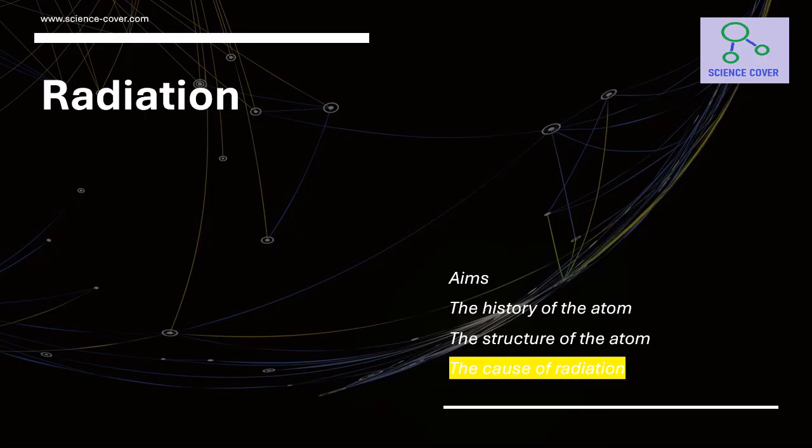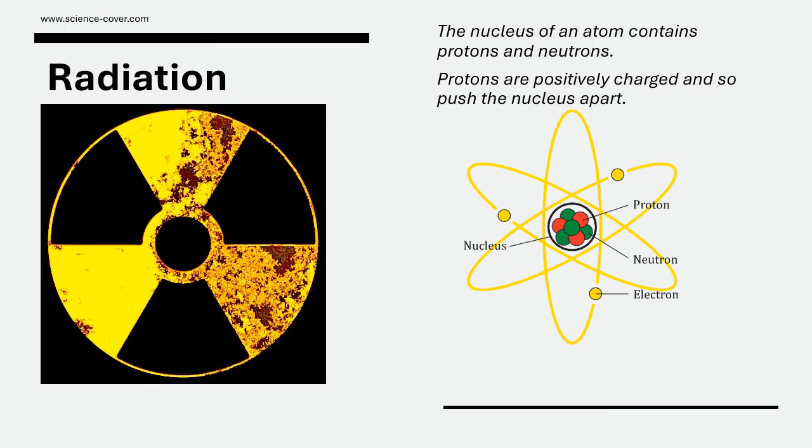Now let's look at how the structure of the atom can cause radiation. The nucleus of the atom contains protons and neutrons. Now we know the protons have got a positive charge, and positive charges repel other positive charges. So the protons are actually pushing other protons away from them. So they're pushing the nucleus apart.